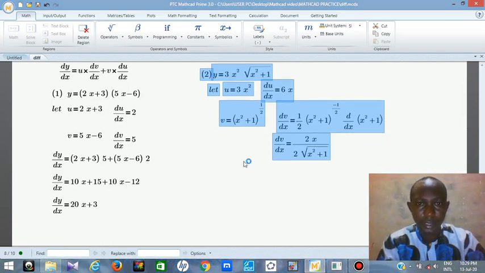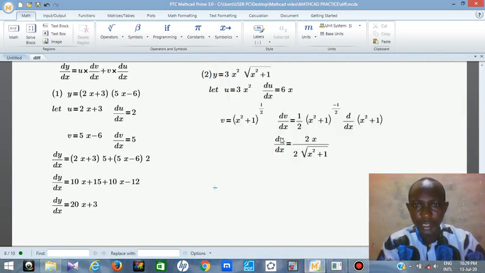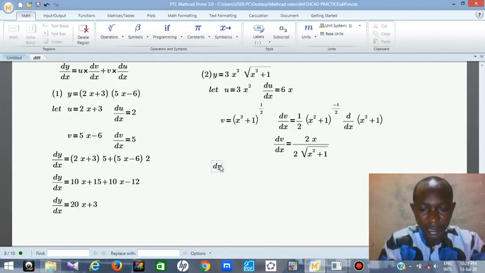Okay. So that is the differentiation of dv dx. So if you take note and do it well, this is correct. The next thing is we need to substitute it into our dy dx, into our product rule formula. So we start with dy dx now.